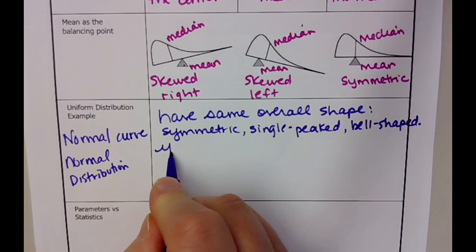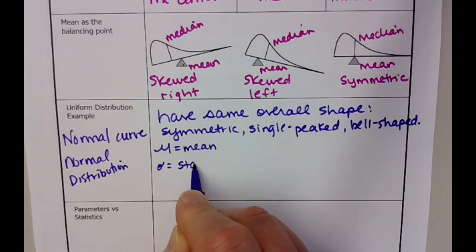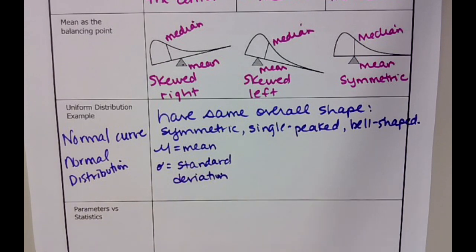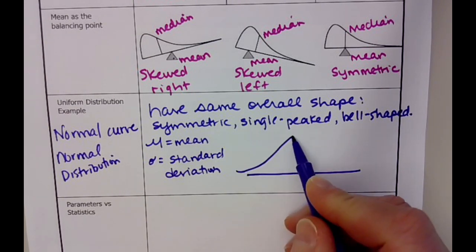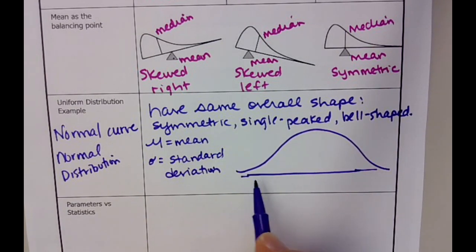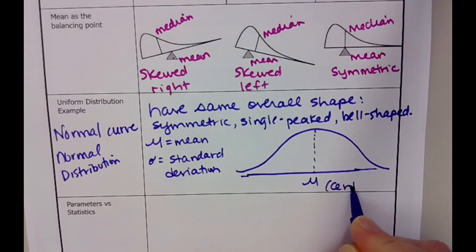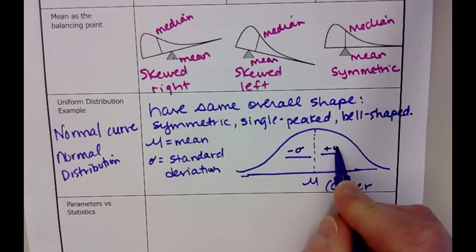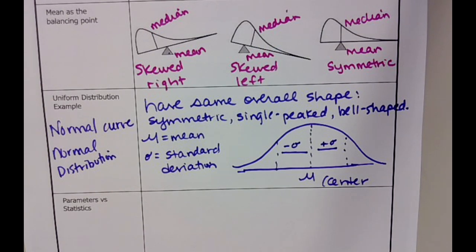We're going to use the mean, and we're going to use the standard deviation. And a normal distribution example is going to look like this, where this is going to be your mean, which is in the center. And then we're going to talk about the positive and negative standard deviations and how far away from the mean they are. That's what we're going to do for this unit.